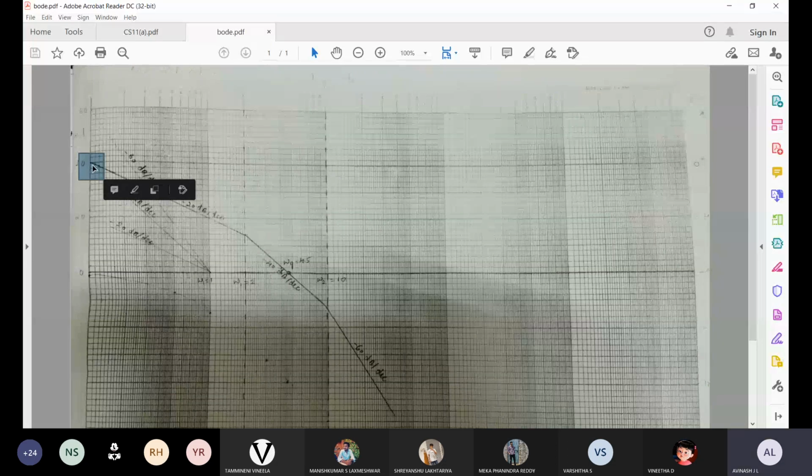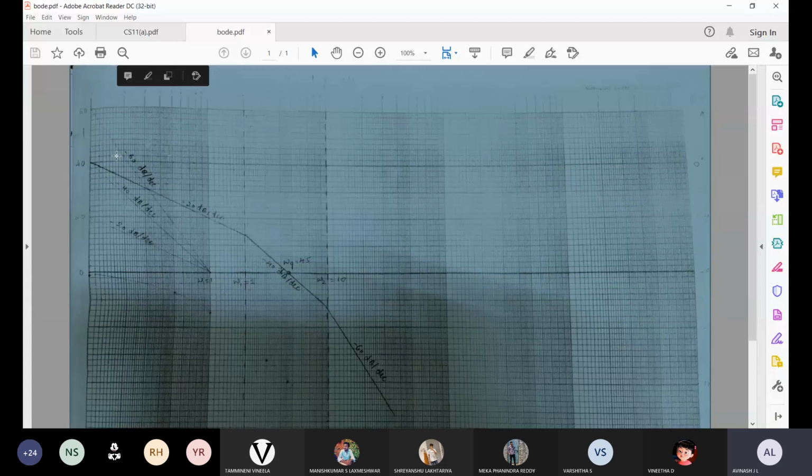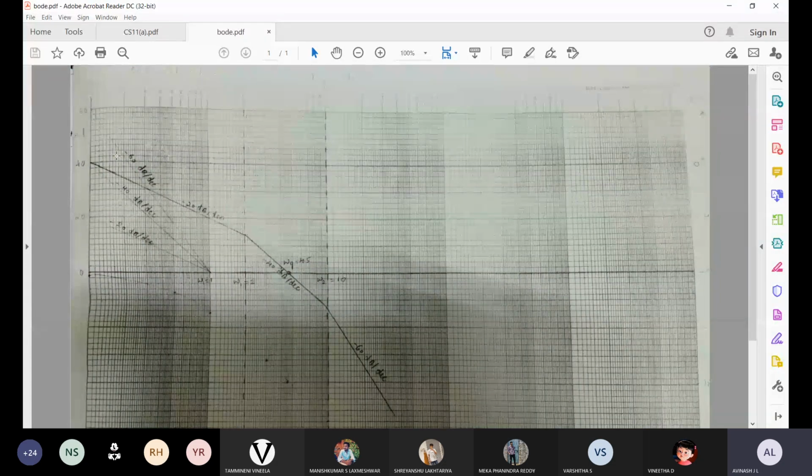And then this is a pole. So j omega indicates a pole. And pole means minus 20 dB per decade is the slope. So now you see that. When you see this particular line of 20 dB, we take it from the 40 dB. It is 20 dB per decade is the line.